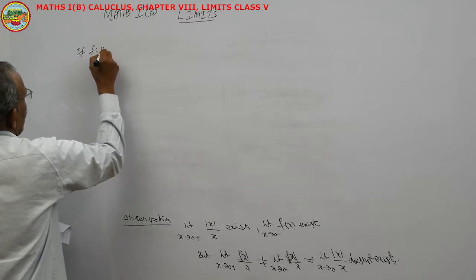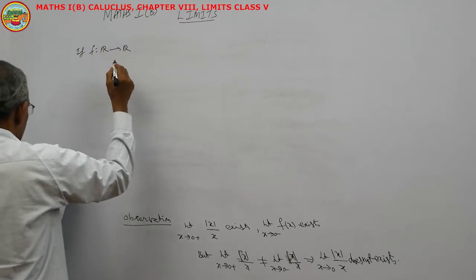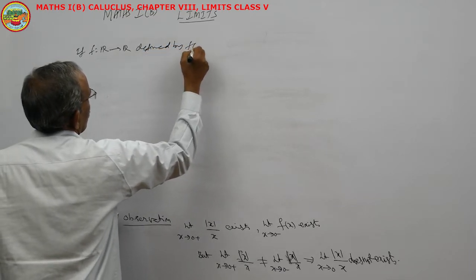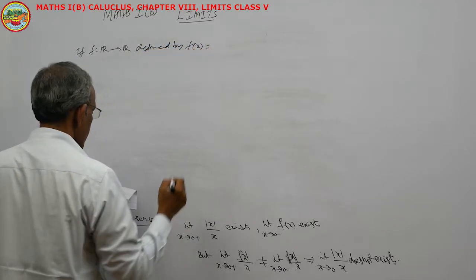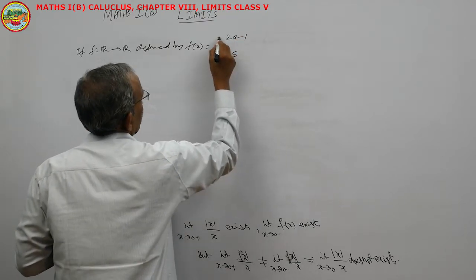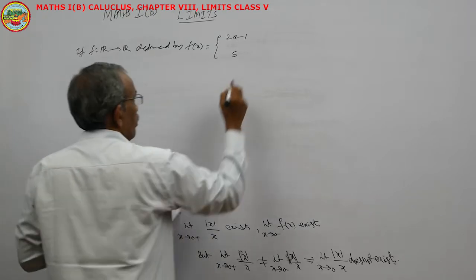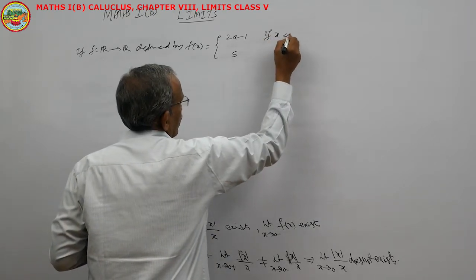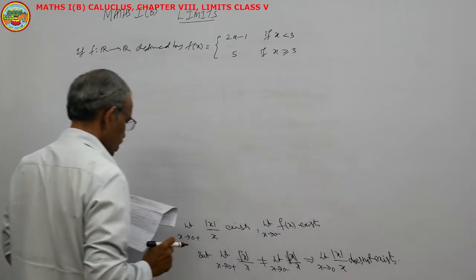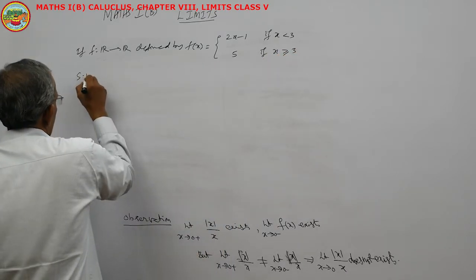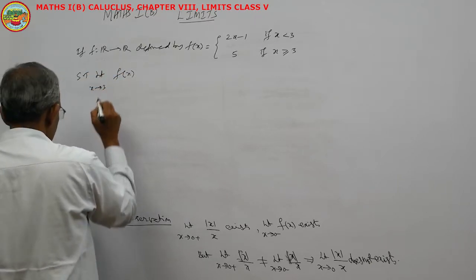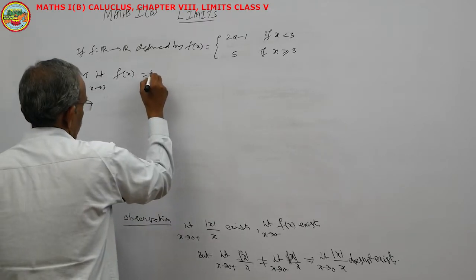If f from R to R is defined by f of x is equal to 2x minus 1 if x less than 3, and 5 if x greater than or equal to 3. Show that limit of f of x as x tends to 3 is equal to 5.